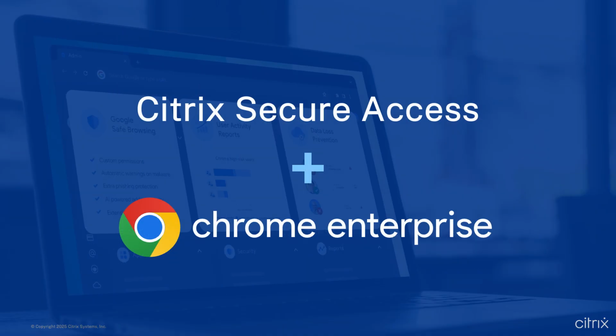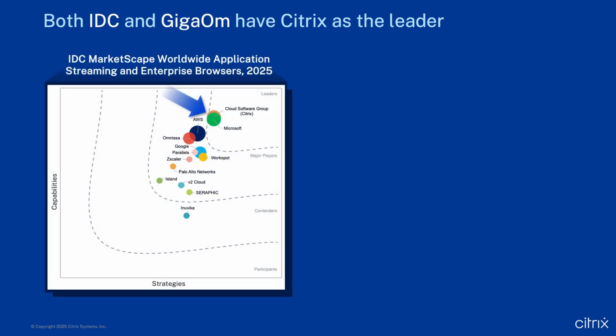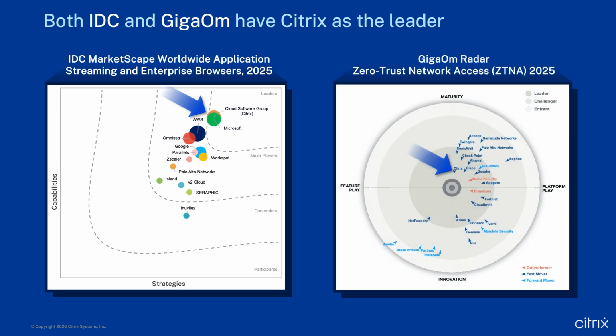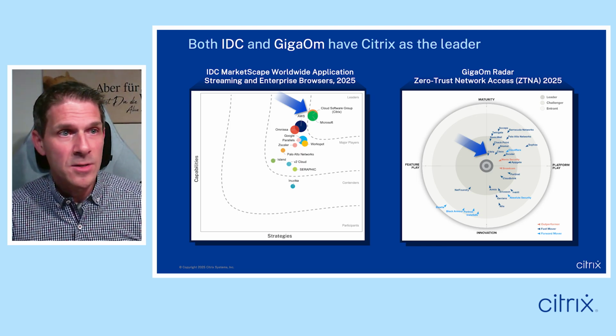This is where Citrix Secure Access with Chrome Enterprise comes in, a joint solution that combines the strengths of Citrix Zero Trust Network Access, Citrix Secure Private Access, and Google's Secure Browser, Chrome Enterprise Premium. And to validate our strengths, IDC named Citrix as the leader in the application streaming and enterprise browser market. And GigaOm has named Citrix for the second year in a row as the leader and fast mover in the ZTNA market.